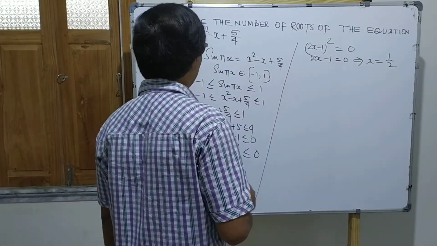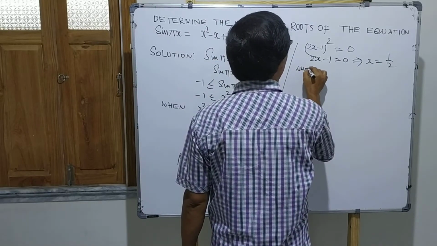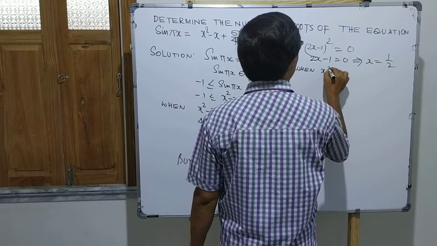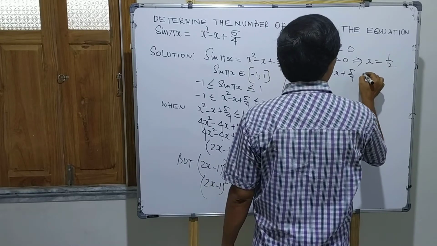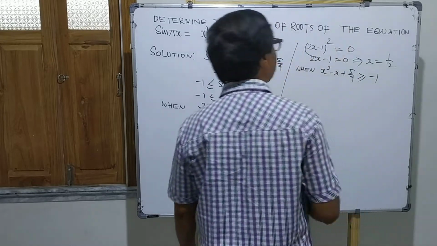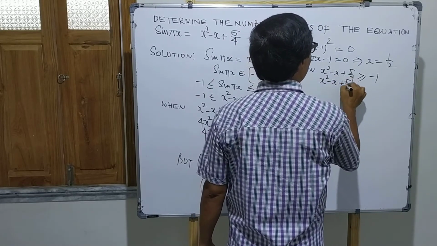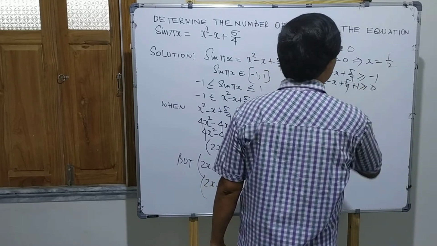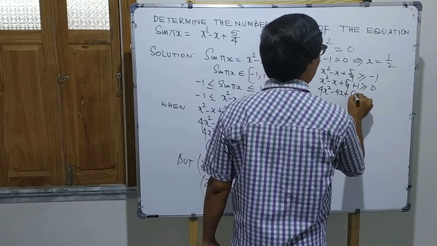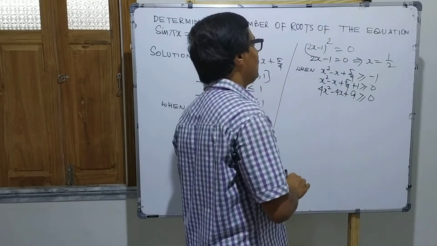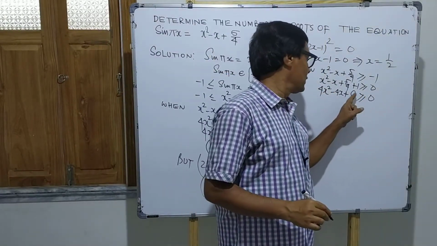Now we can take the other part of the inequality. The other part is when x square minus x plus 5 over 4 is greater than or equal to minus 1. We have x square minus x plus 5 over 4 plus 1 greater than or equal to 0. That is 4x square minus 4x plus 9 greater than or equal to 0.